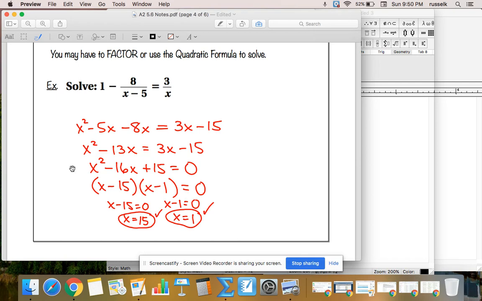Sometimes to solve that last part, you might need to factor or use the quadratic formula. That's going to be the case whenever you have an x squared and an x left in your problem. Those are both things we've been doing all year back in chapter 1, so you should be able to do those.